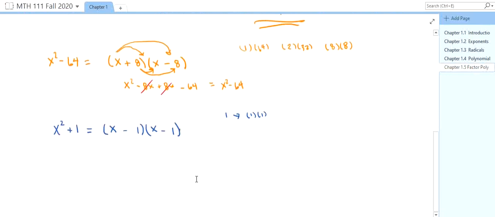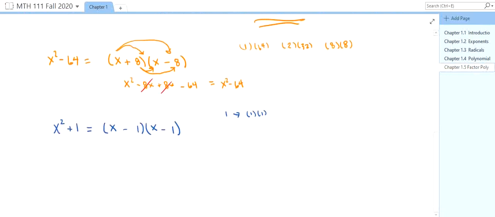If we make it negative negative, what do we get? We get x squared minus 2x plus 1. There's a 2x in there. Okay, so that's not the right way to go. Let's try the positive. We got x squared plus 2x plus 1. Huh. I can't figure this one out.